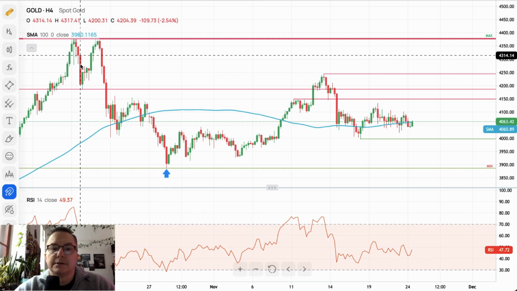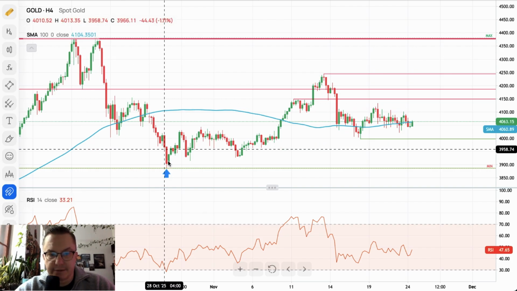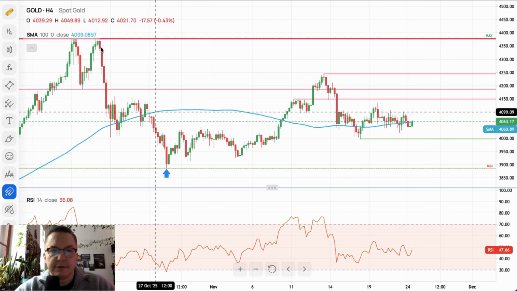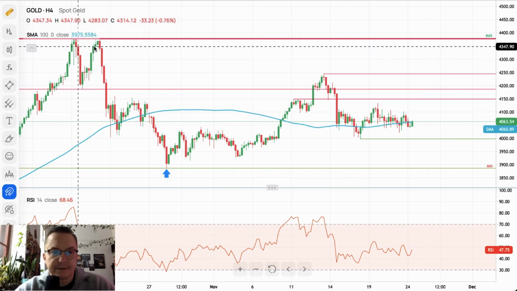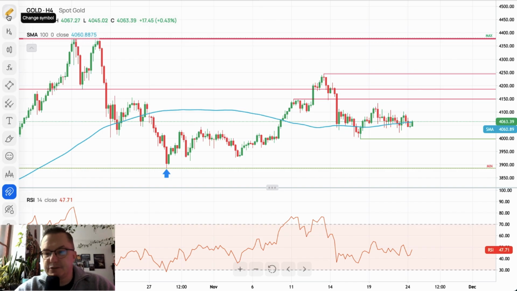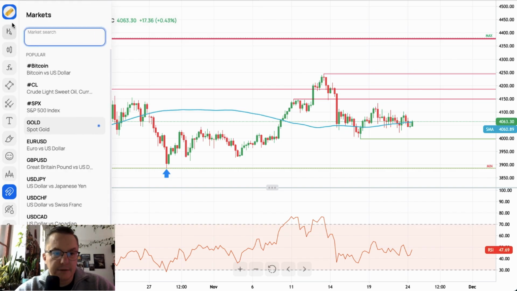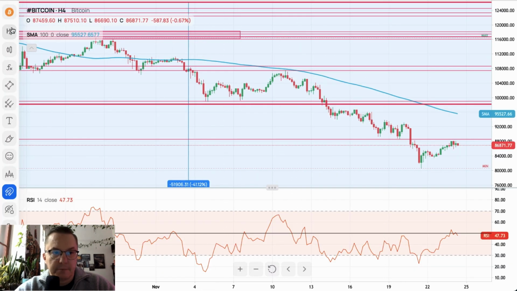We need to break above these levels in order to continue. On the short-term time frame, as you can see, that was a very good situation with the double top, and the local high was made at 4,376. There you go. So that's the situation here, waiting for a breakout on gold. If you wait for a breakout on gold, let's take a look at Bitcoin.